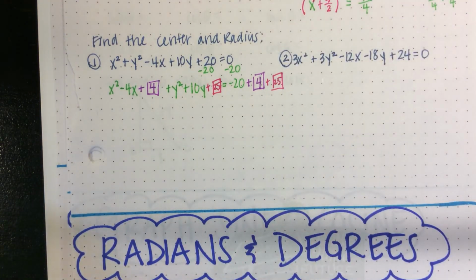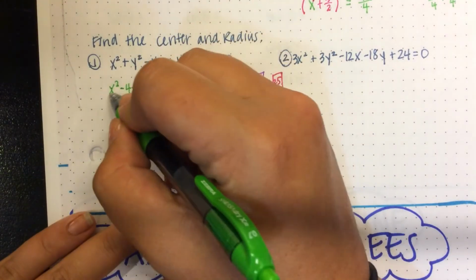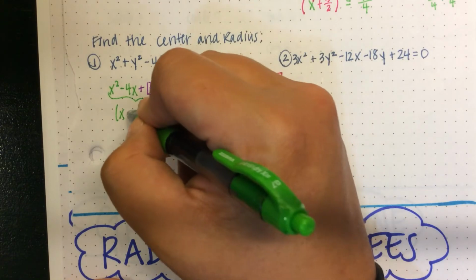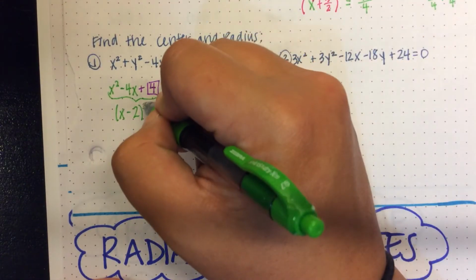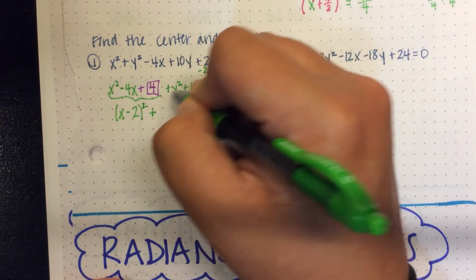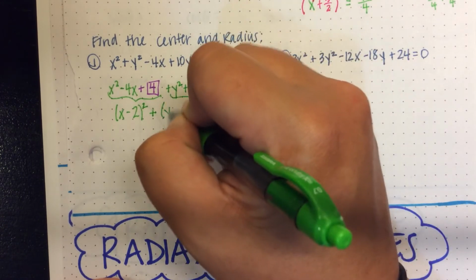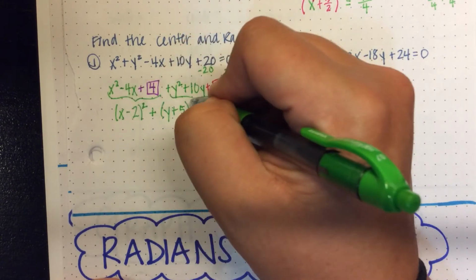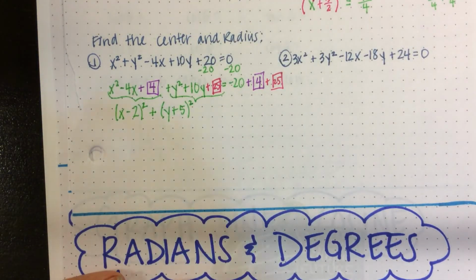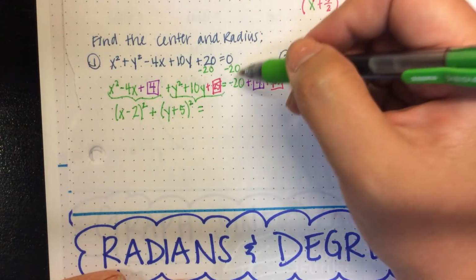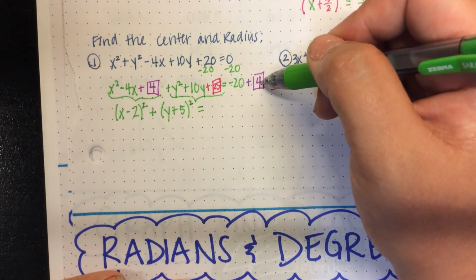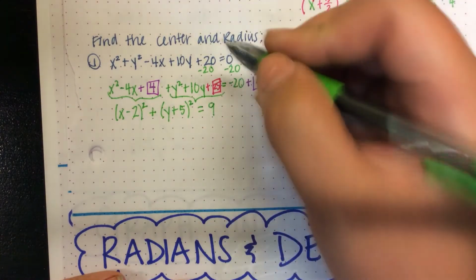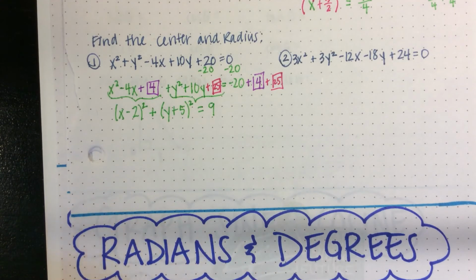All right, and now that's going to let me write parentheses. So just for the x parentheses, right, I'm going to have x, and then half of negative 4 is negative 2 squared. Plus, and I'm going to do it again for my y's. So I have my y, and then half of 10 is 5. Remember, you keep the same sign when you put it in your parentheses. And then that's going to equal, so negative 20 plus 4 is negative 16. Negative 16 plus 25 is a positive 9. And bam, there's my circle equation.